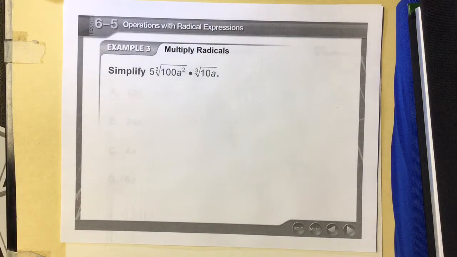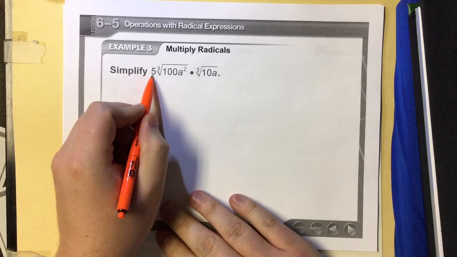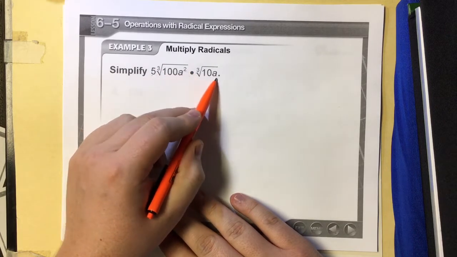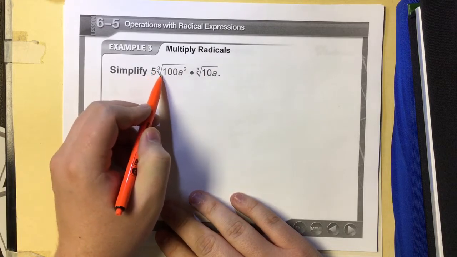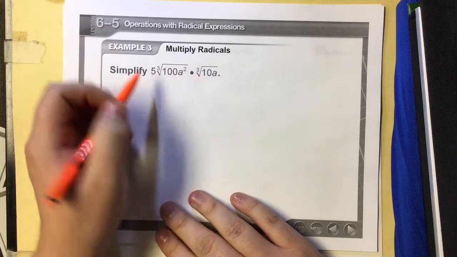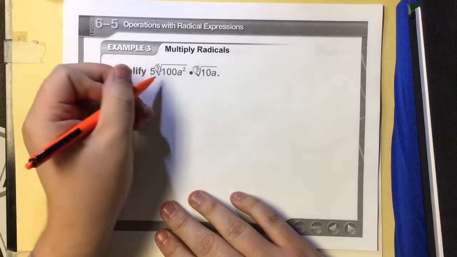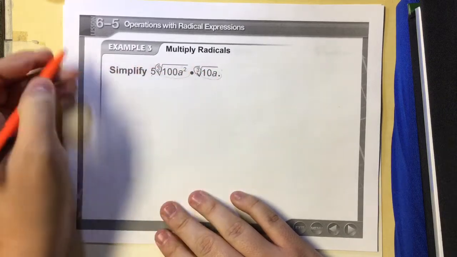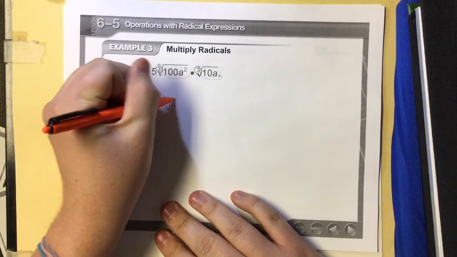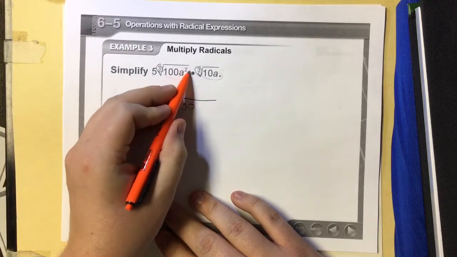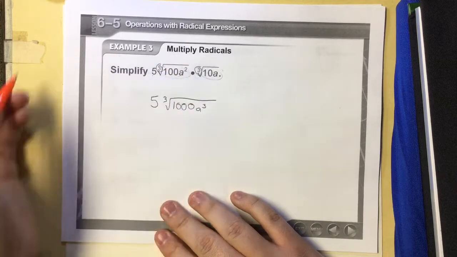All right, now we're going to work on this problem right here. This says 5 times the third root of 100a squared times the third root of 10a. Okay, so this is 5 times a third root times another third root. Since both of these radicals have the same index, they're both third roots, I can multiply their radicands together. So I have 5 times the third root of 100 times 10, which is 1,000. A squared times a is a to the third.